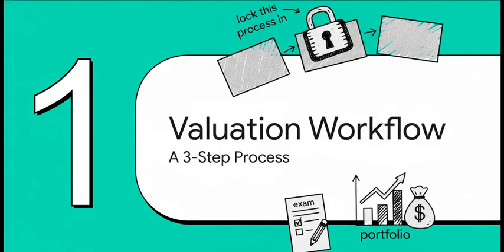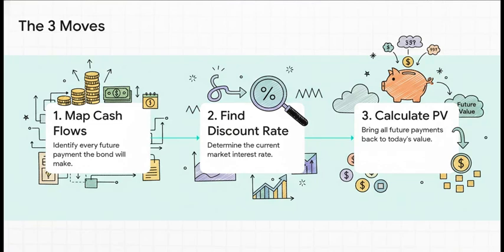To turn that idea into something you can actually use, we're going to walk through a structured 3-step workflow. Seriously, once you get this down, you can value pretty much any standard bond out there. So here are our 3 steps. First, we're going to figure out exactly what cash the bond is going to pay out and when. Second, and this is the critical part, we'll find the correct interest rate to use. Then, third, we just do the math and figure out what all that future money is worth today.